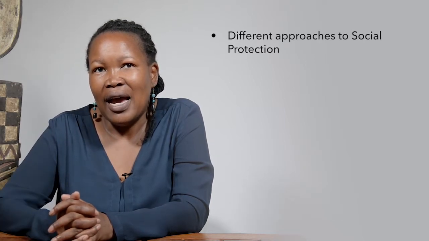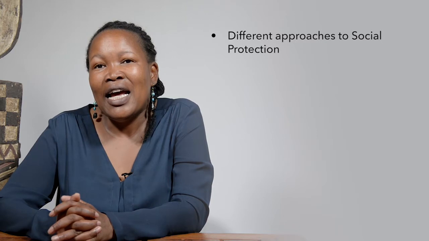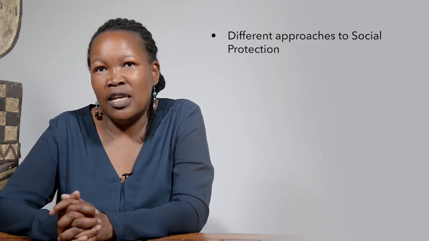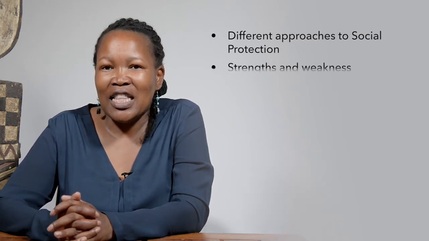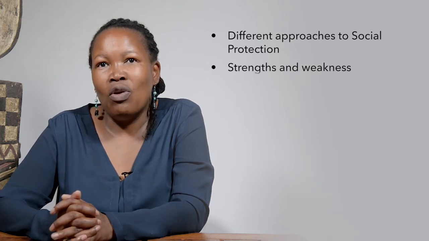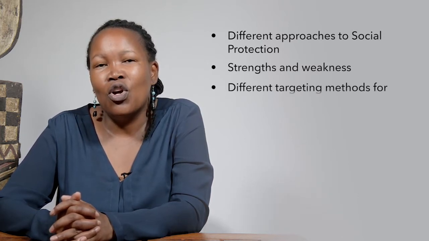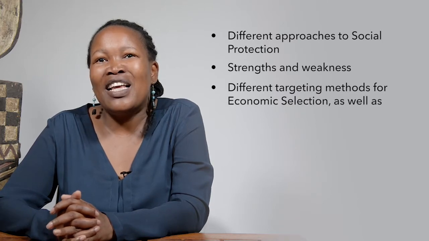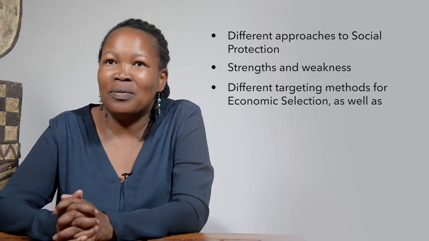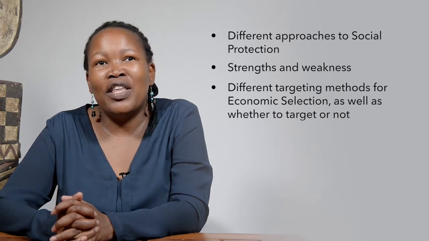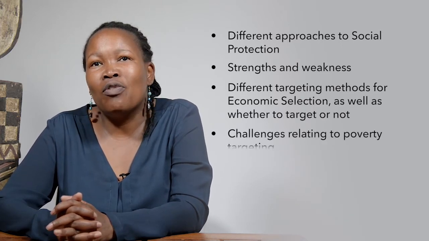Let us now quickly recap. We discussed the different approaches to social protection, i.e., universal, categorical, and economic approaches in detail. We have also discussed their strengths and their weaknesses. We further discussed different targeting methods for economic selection, as well as whether to target or not to target. This last bit further elucidated other challenges relating to poverty targeting. I hope this has helped you better understand this module summary for selection and identification.